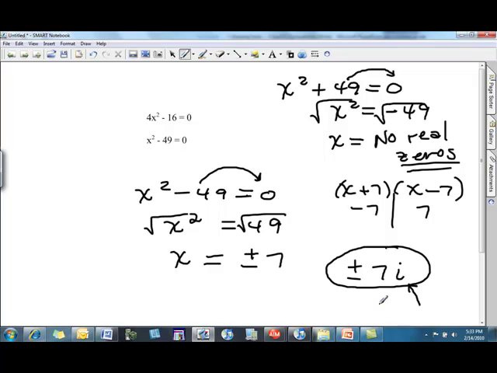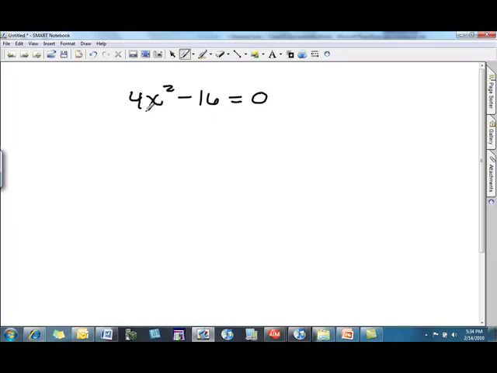If we take a look at the other one, the 4x squared minus 16 equals 0, we have a couple of methods we could use. Let me put it on another piece of paper. You could, of course, factor this one. You would pull out the 4, and you would have a 4 left inside.